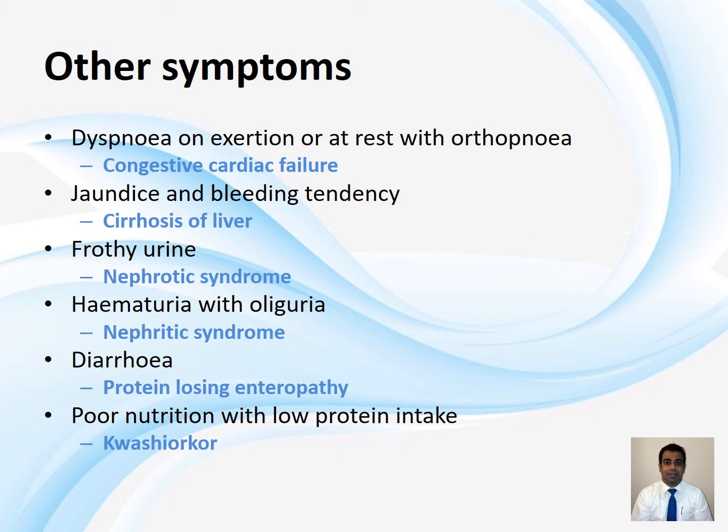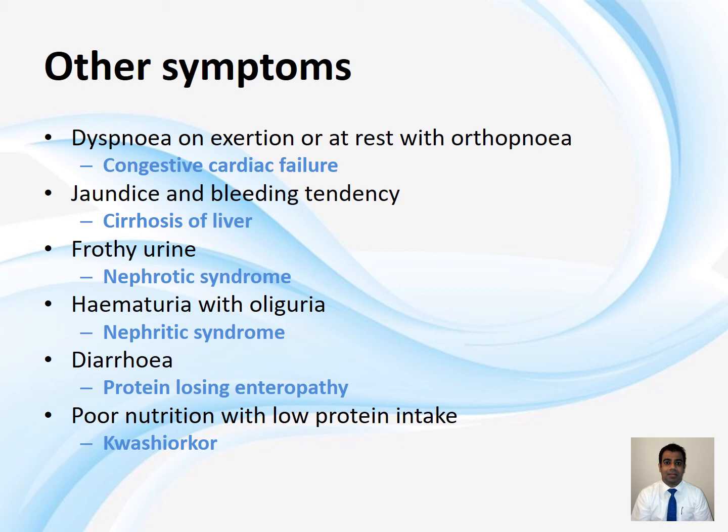If there is frothy urine, this would denote protein in the urine, and you need to suspect the nephrotic syndrome. If the patient has blood in the urine, or there is a reduction in urine output, you need to suspect what is called a nephritic syndrome, or an acute inflammation of the kidneys that has led to usually a transient malfunction or dysfunction of the kidneys.